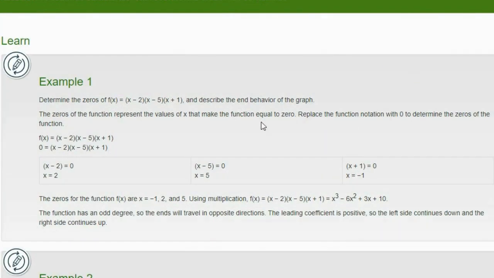All right, I like this. Determine the zeros of f of x equals x minus 2, x minus 5, x plus 1. Oh, I'm going to put this in our notes just because we need to continue practicing this kind of stuff, because this one is so easy that we look at it and our mind freaks out going, this has got to be harder. What am I missing? And you try to make it really hard when it's not. Say, determine the zeros and describe the end behavior.